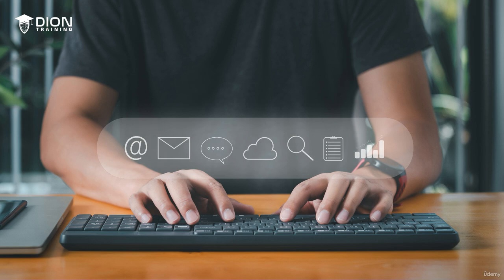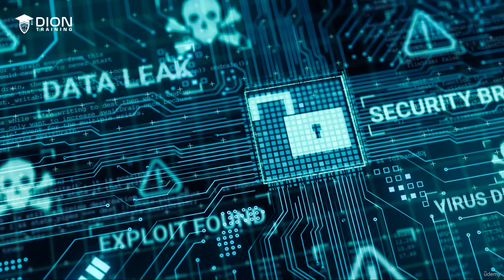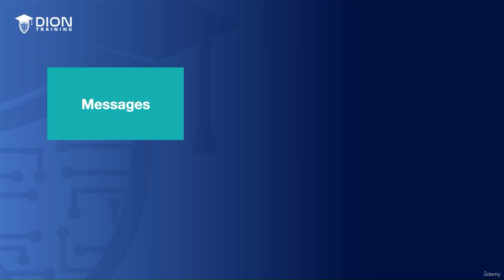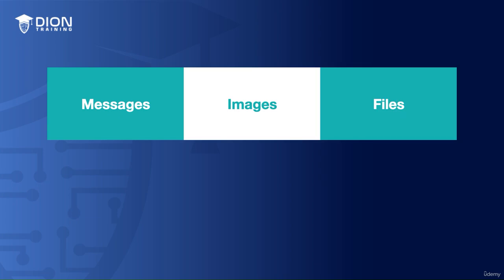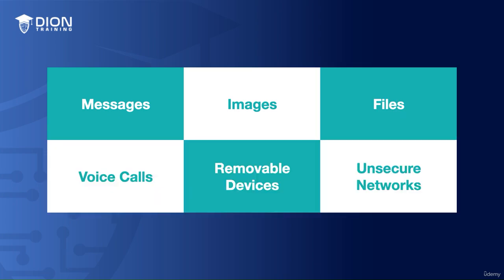For instance, the use of email and instant messaging within an organization will expand its attack surface since this provides additional avenues that could be used as a part of a phishing campaign. Similarly, the use of removable devices or unsecure networks can also increase the attack surface by introducing additional vulnerabilities that an attacker could exploit. So, now that we understand some of the basics of threat vectors and attack surfaces, let's take a look at several different threat vectors that could be used to attack your enterprise networks, including messages, images, files, voice calls, removable devices, and unsecure networks.